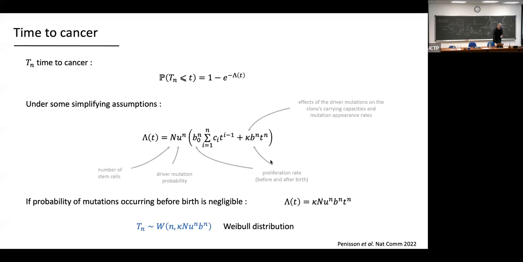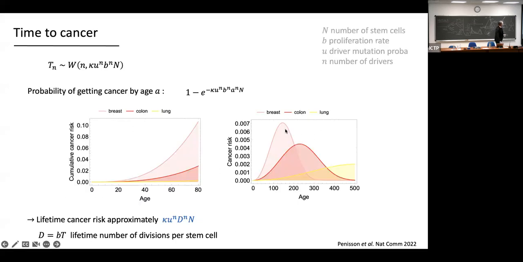Okay, so, why is it not turning? Okay. So, just to show you some plots of how these expressions work in different tissues, we have here breast, colon, and lung. By the way, this is assuming no exposures. Okay, so as you can see, the number of cells and division rates have important effects on how the cumulative risk of cancer behaves. This is cut at 80, right?